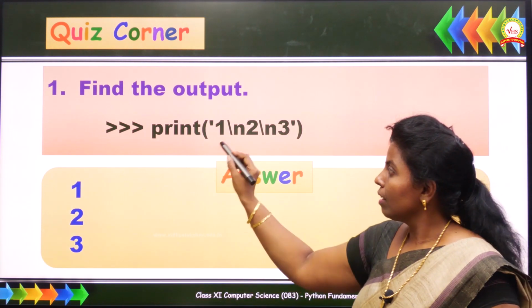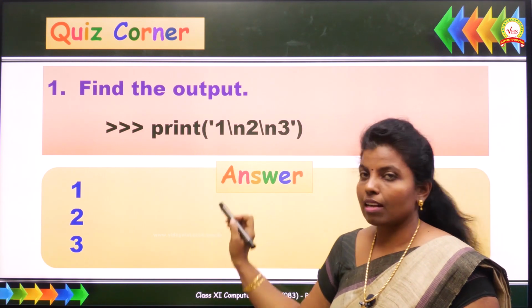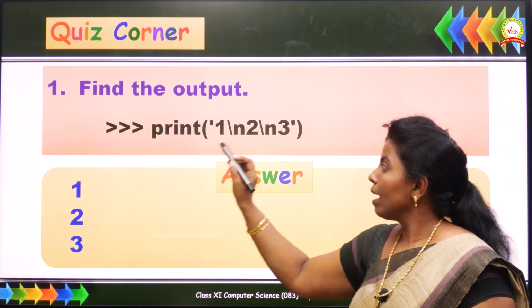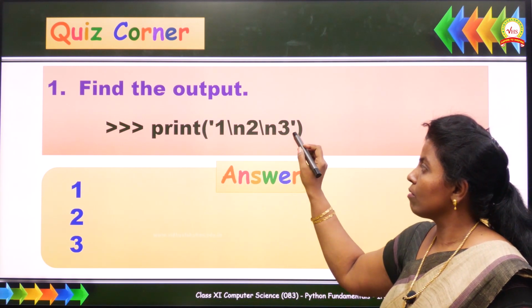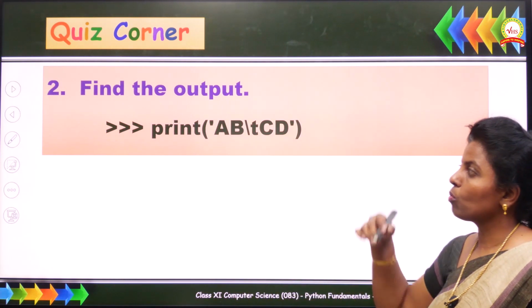So this is the answer. Number 1 has been printed first, there is a backslash n. So the remaining characters have been brought to the next line, new line. So number 2 has been printed here, and then there is again another backslash n. So number 3 has been brought to the new line over here. Okay, so now let us move on to the next question.